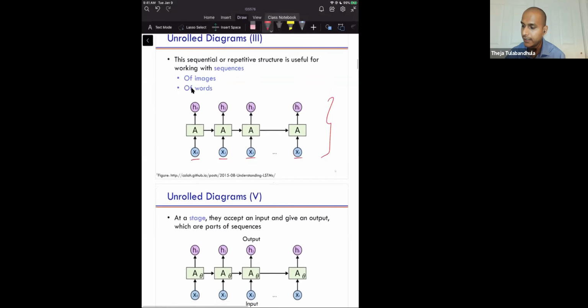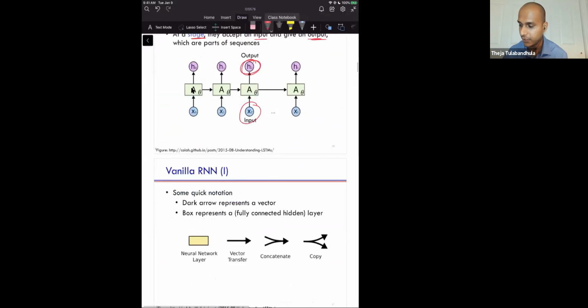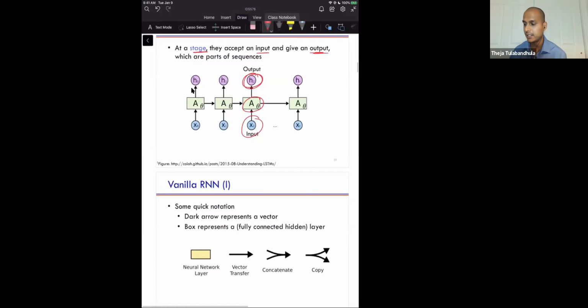If you look at a stage, they accept an input and give an output, which are parts of the sequences. So this is the input, and I'm using H because you will see that H essentially is the hidden or latent vector, unless it's actually used for computing losses, or to decide which class, or whatever the output decision is for your modeling task. Let me expand out what A is, so that it becomes clear what the full computation graph is for recurrent networks.